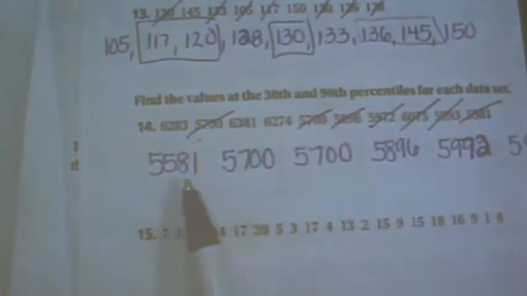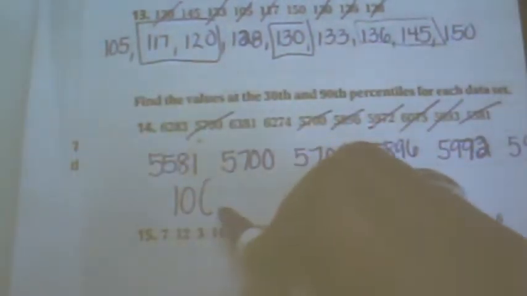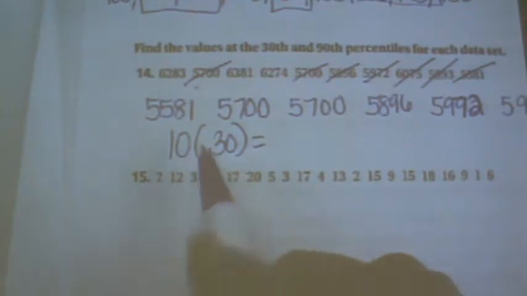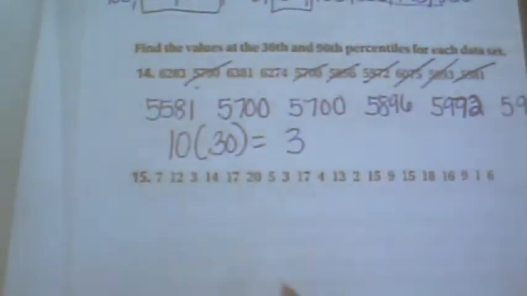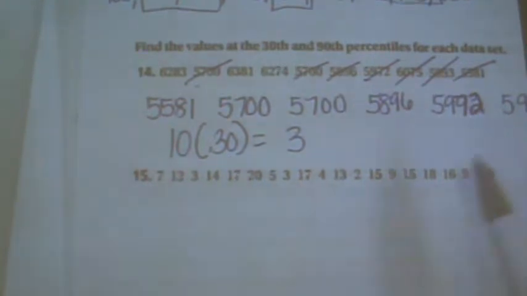So if you were looking for the 30th percentile, how many numbers do you have here? 1, 2, 3, 4, 5, 6, 7, 8, 9, 10. We have 10 items times 30%. What's 10 times 0.30? 3. So what is the 30th percentile of this data? It's this number right here. You're going to count 3 in.